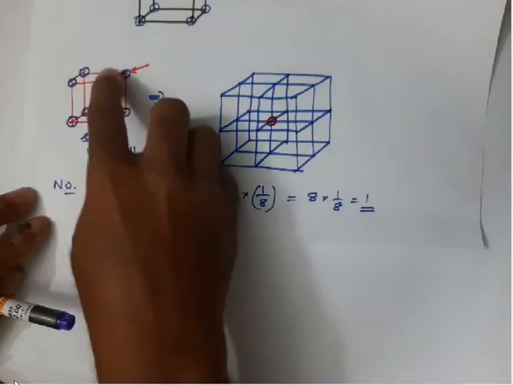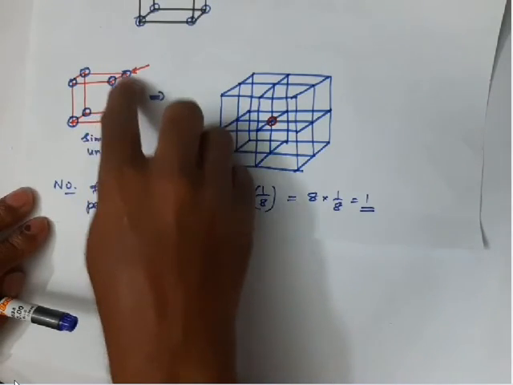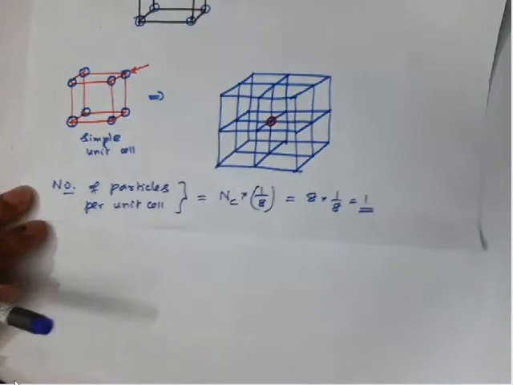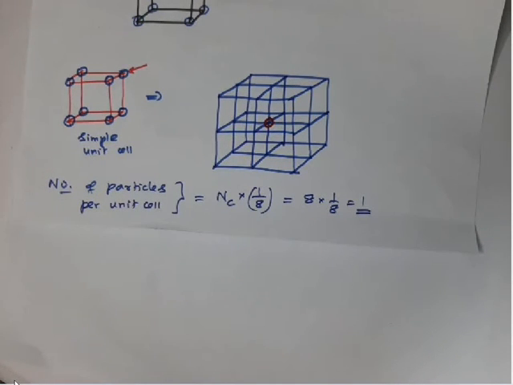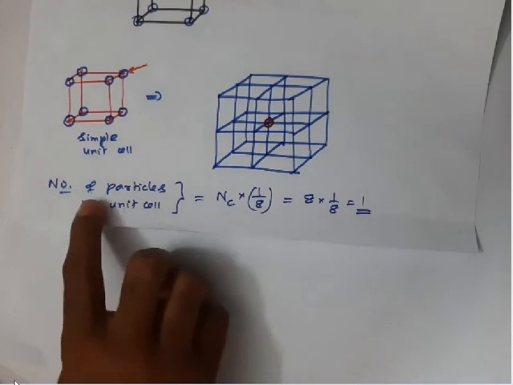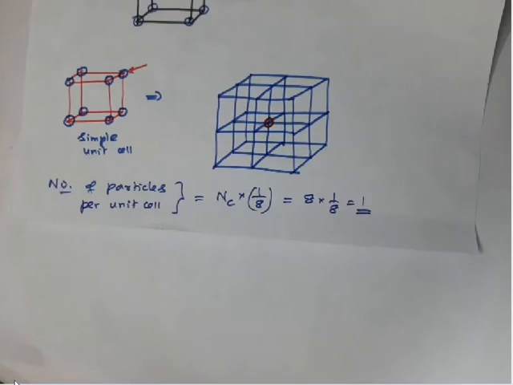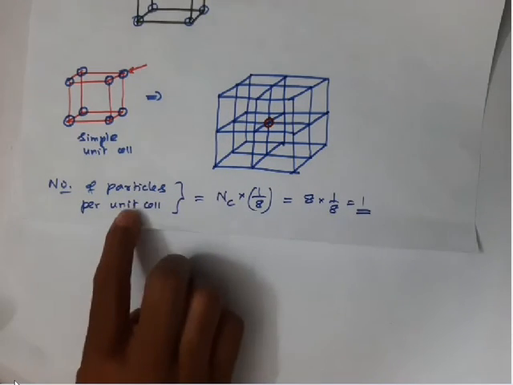Listen, if you see this unit cell, it appears that 8 particles are there. No, these 8 particles do not belong to only one unit cell; they are also shared with other unit cells. Therefore, what is the contribution of these 8 particles to one unit cell? This is what is called the number of particles per unit cell. To find this, what do you have to do?